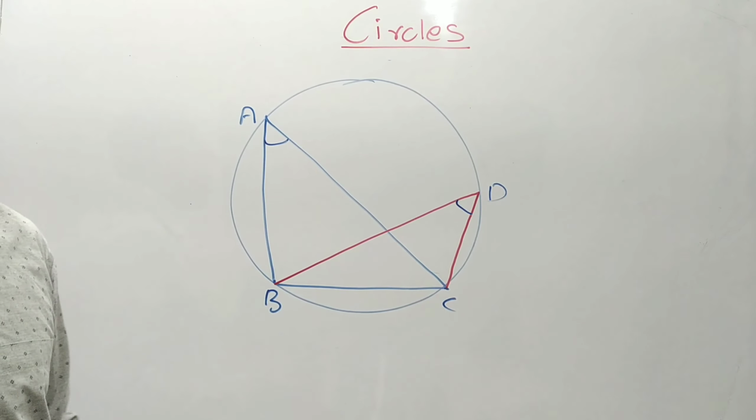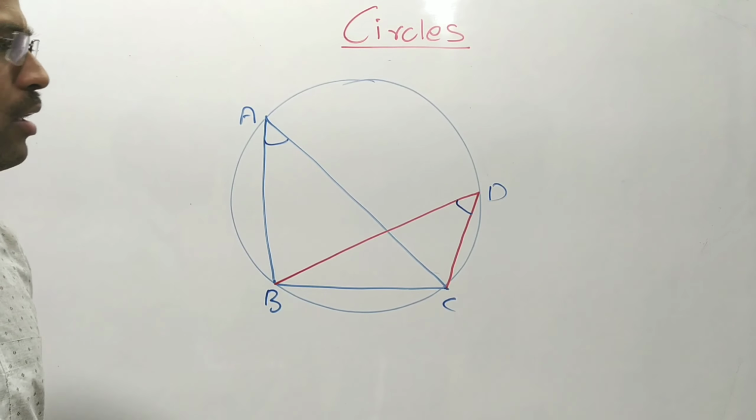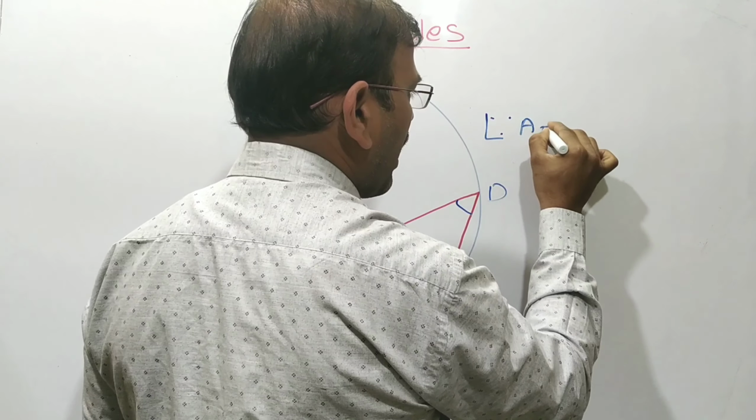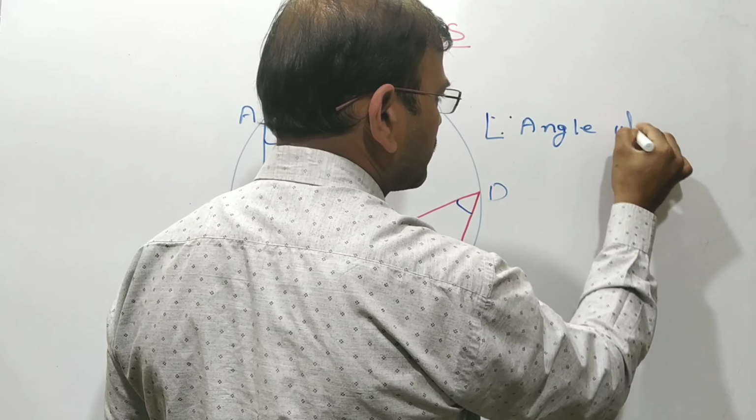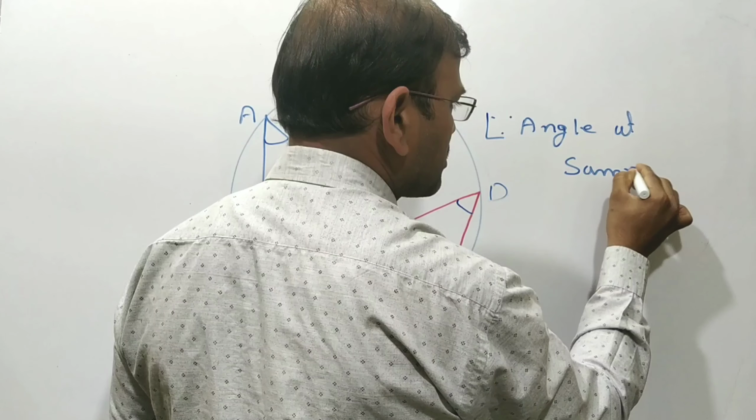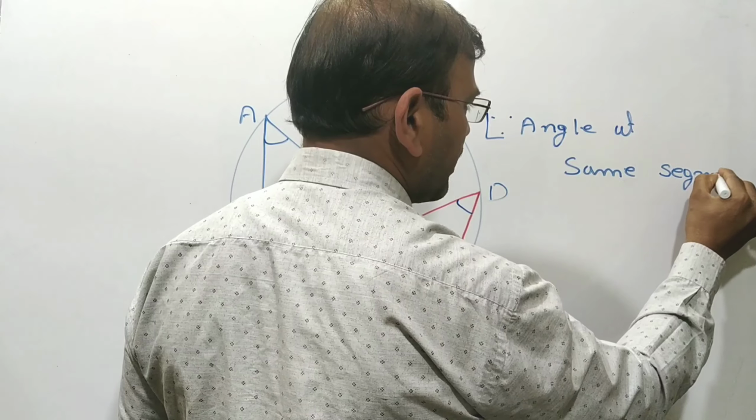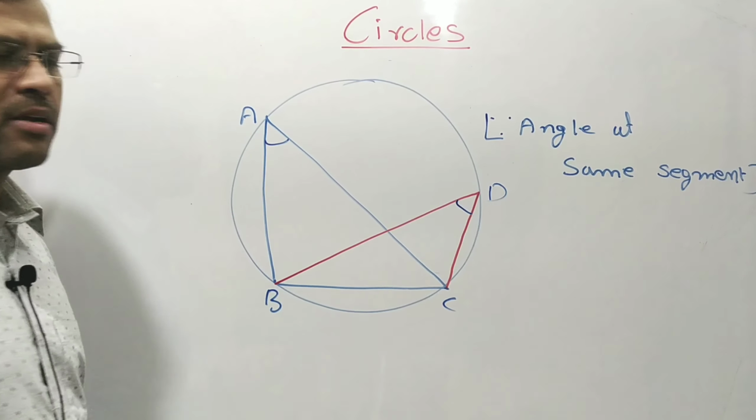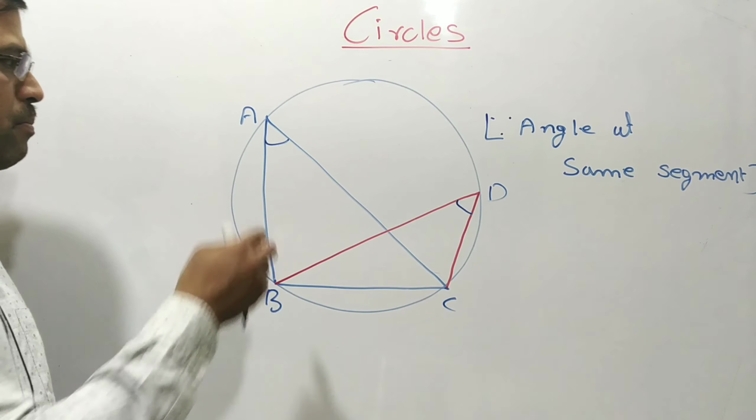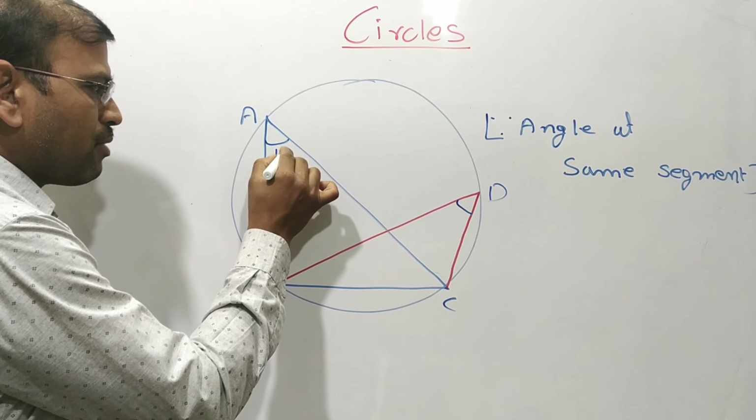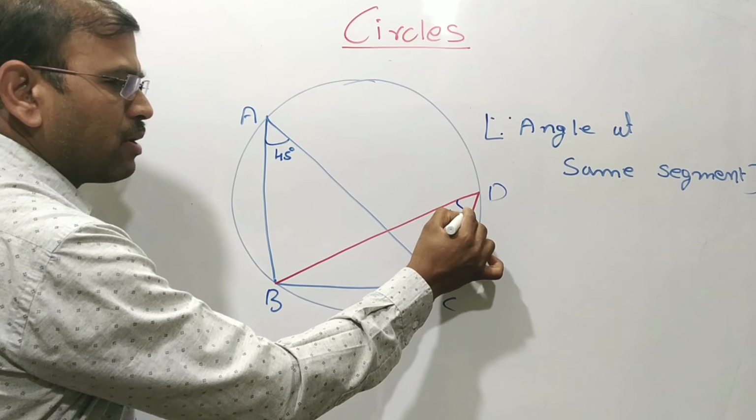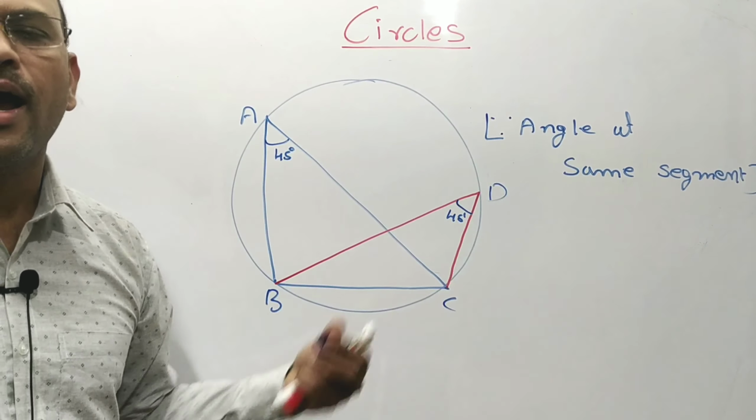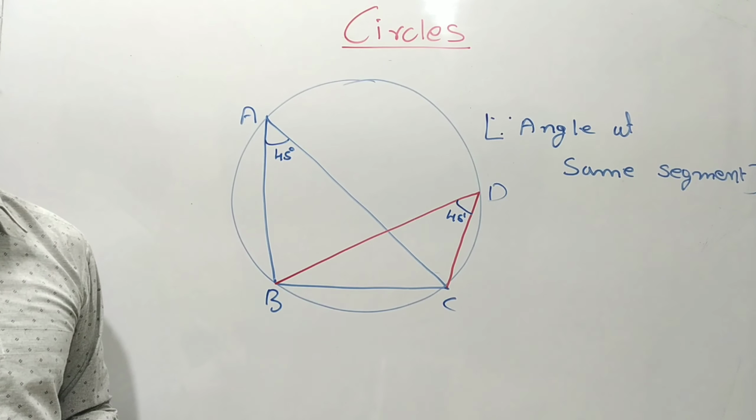In this type of diagram, whenever you come across it, most of the questions we are going to solve are based on this. We call the reason: angles in the same segment. Segment means side. BC is the same segment for both the triangles. So if this is 45, this angle also will be 45 degrees. So we will simply give the reason as angles in the same segment.